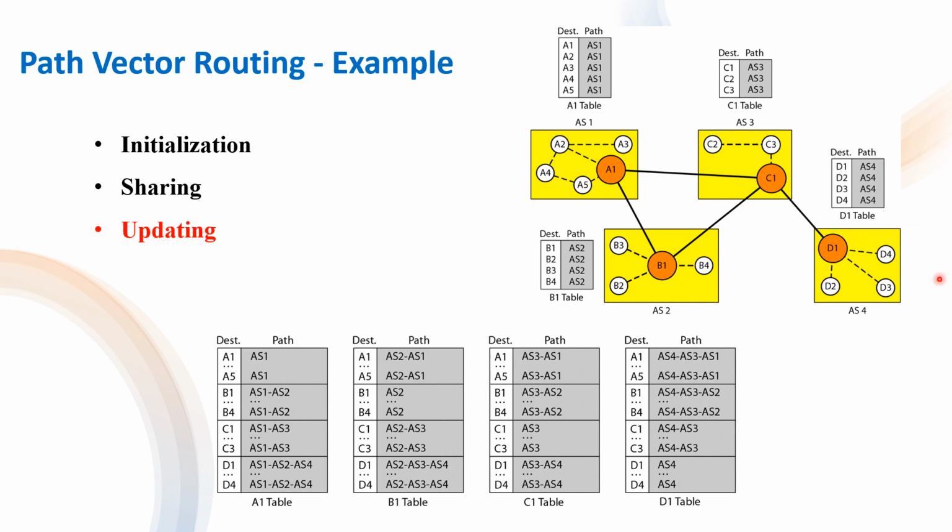In summary, path vector routing provides robust and controlled scalability, making it ideal for large networks like the internet. However, it suffers from complexity, slower convergence time, and security concerns that must be addressed by the network operators.